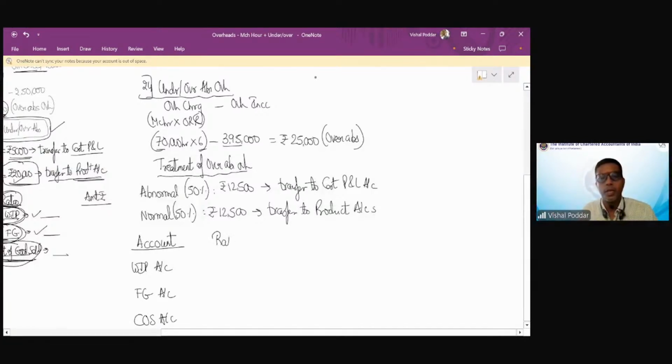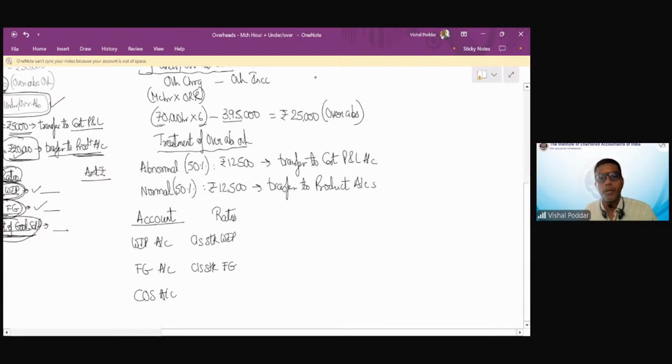What is the ratio that I have to use? I have to take the closing stock of WIP, the closing stock of finished goods, and the goods sold. This is going to be my ratio. And in this ratio, I will bifurcate the amount, so I'll get the amount.